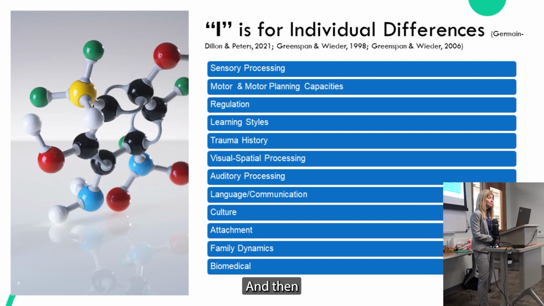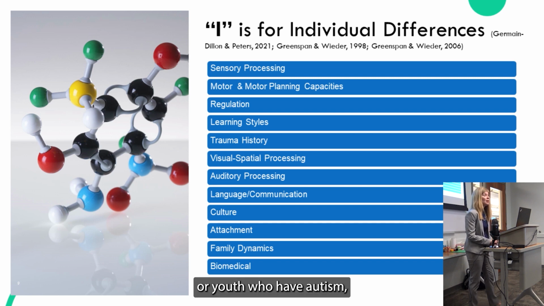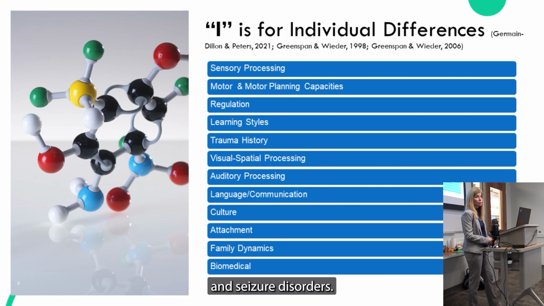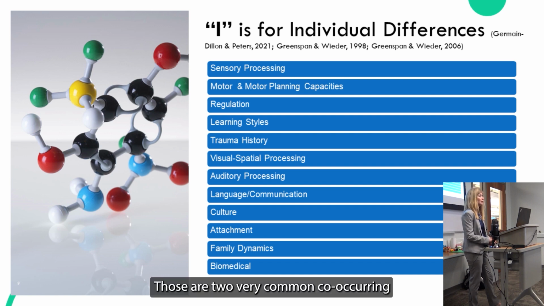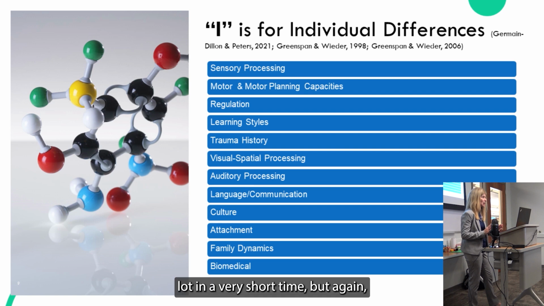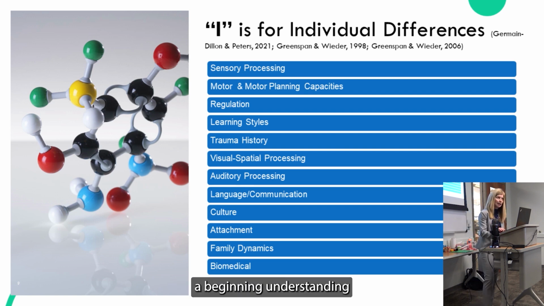And then there may be biomedical individual differences. We know for children or youth who have autism, there's a high comorbidity for anxiety and seizure disorders. Those are two very common co-occurring diagnoses. I know that was a lot in a very short time, but again, we're just getting a beginning understanding, and we really want to think about more the hands-on. So if it's okay with everyone, we'll continue. Yeah, okay, perfect.